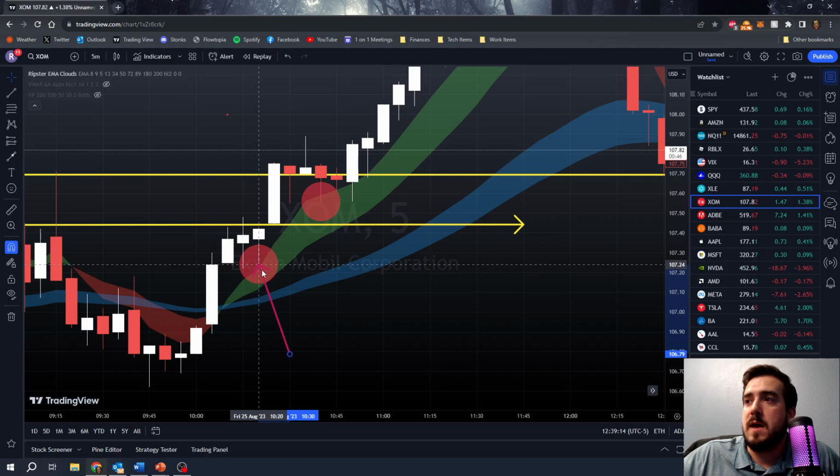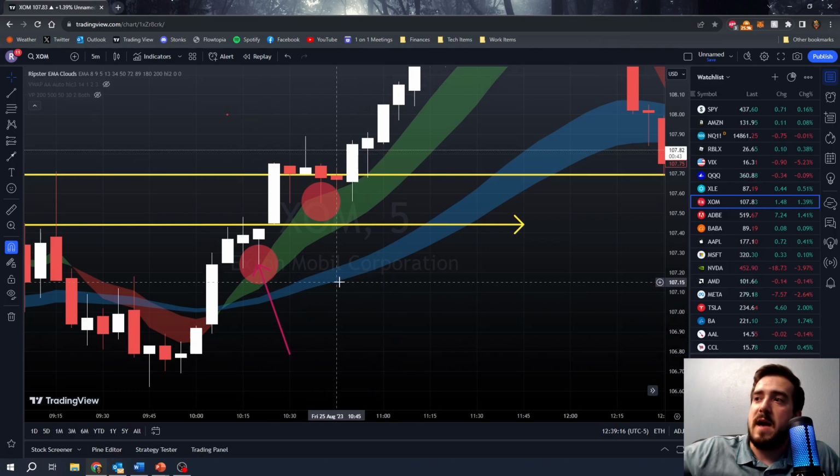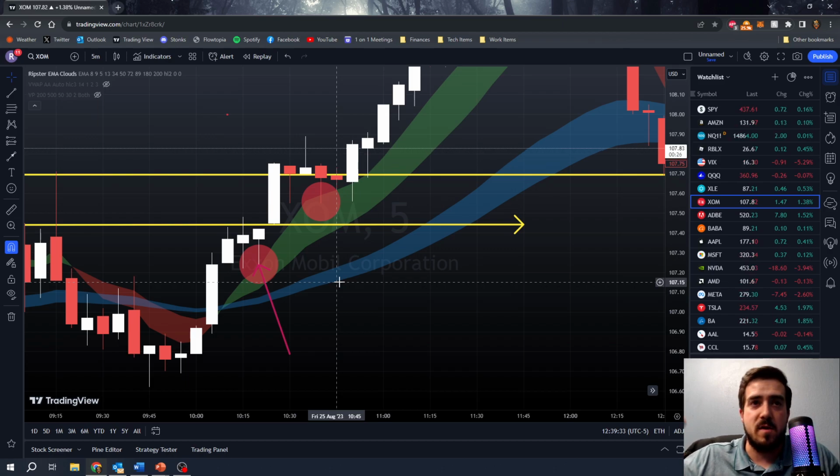So like right here, as that candle came back down into, or what I call retest, the EMA, that's a perfect time for an entry. If you show that it is holding on to that EMA in a strong fashion, it's a perfect time to get into calls or puts in the opposite direction.